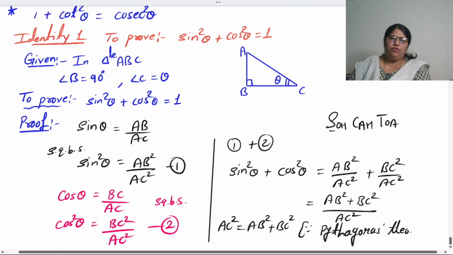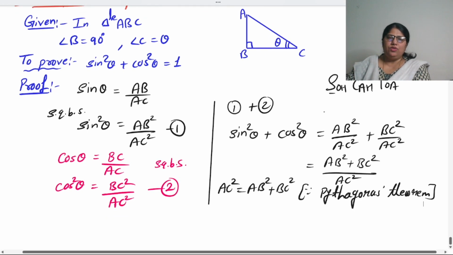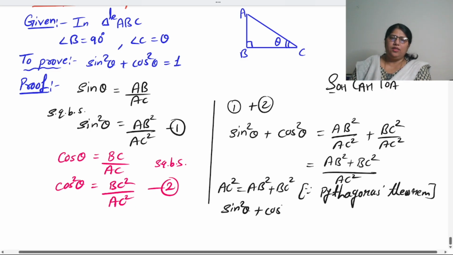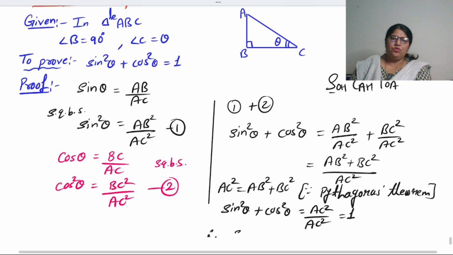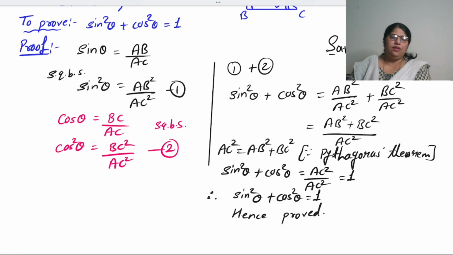Now we have the value of AB square plus BC square, right? So let us substitute here. What are you going to get? Sine square theta plus cos square theta is nothing but AC square by AC square, which is going to be 1. So therefore we reach the identity result: sine square theta plus cos square theta is 1, hence proved. Sometimes as a 2-marker question you get this identity to prove in the question. So this is done. The first identity is completed.